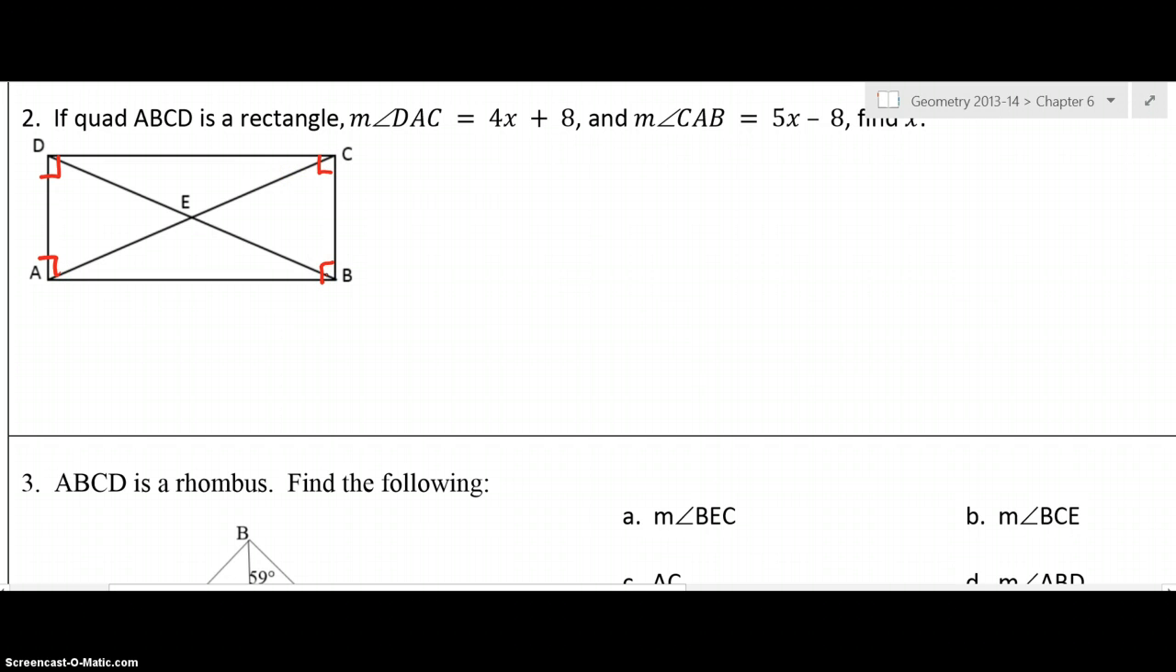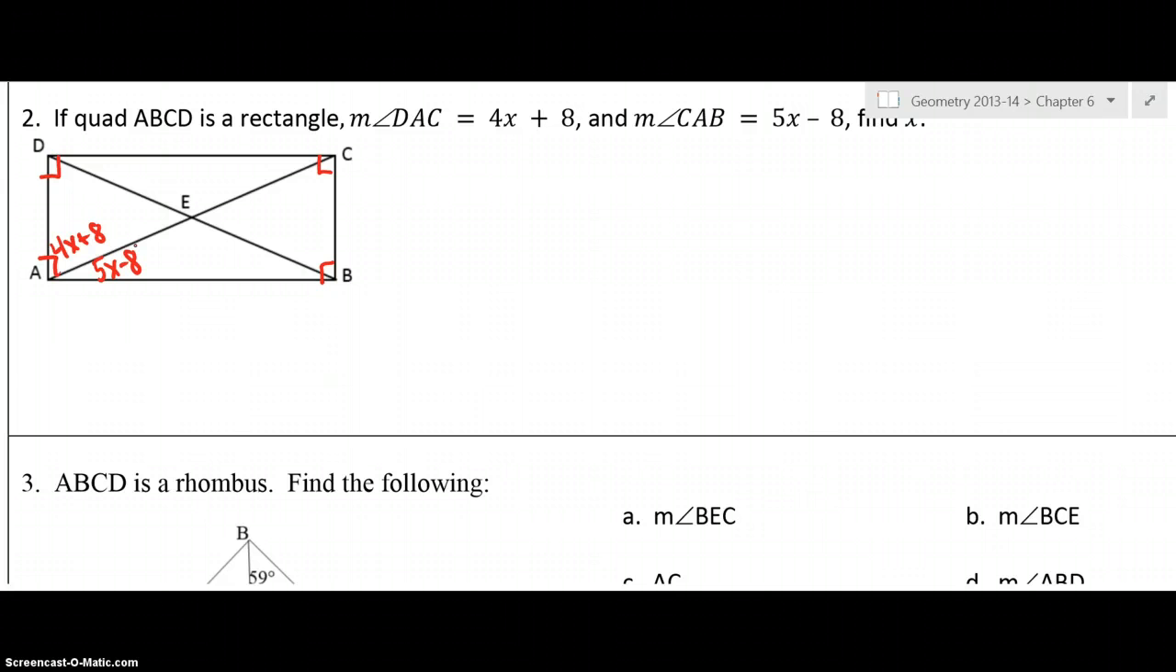So the measure of angle DAC is 4x plus 8. That's only the top part of that angle because DAC is here. DAC is only the top part of that angle. CAB is 5x minus 8. That's this part. So trace it with your finger if you need to.